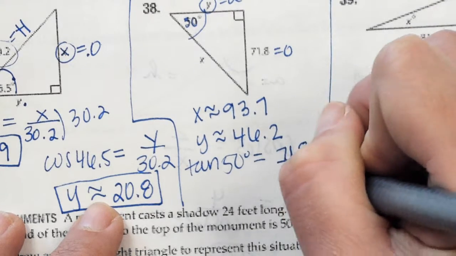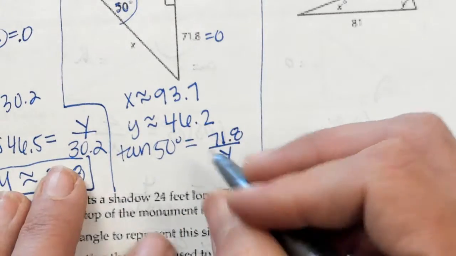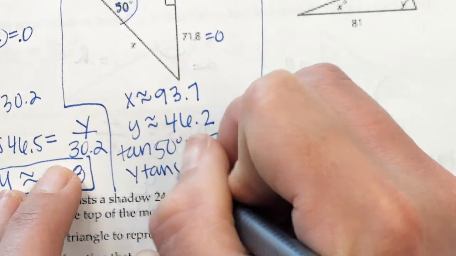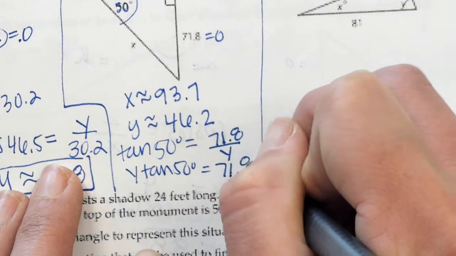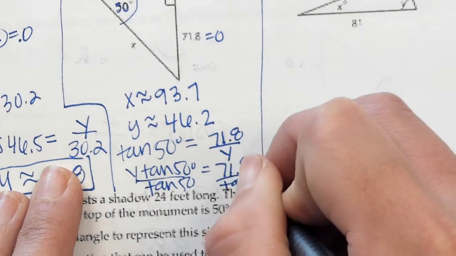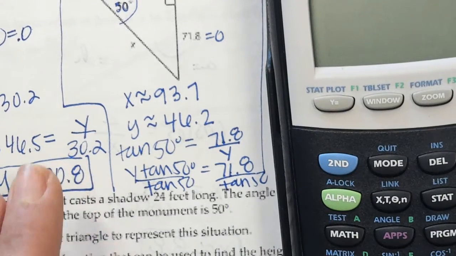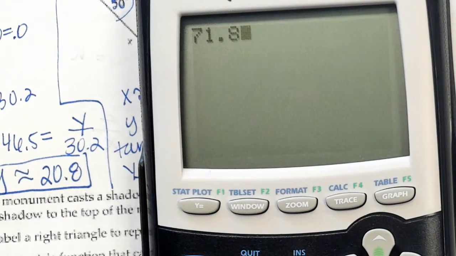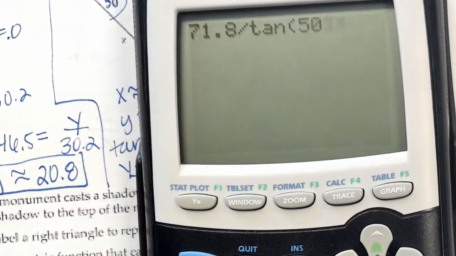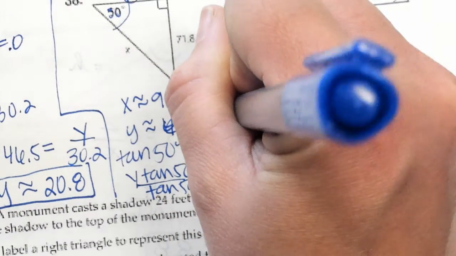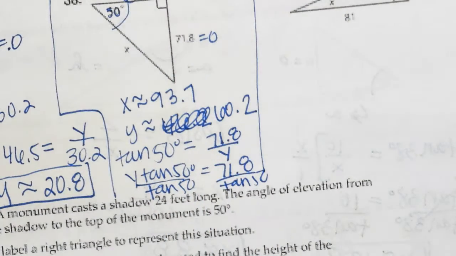71.8 over y. Then we'd have to multiply both sides by what here? Y. Very good. Equals 71.8. And then we would have to divide by what? Tan 50. Alright, and when I do that in my calculator, 71.8 divided by tan of 50, you should get 60.2. Did everybody get that for y? Okay, 60.2. What about 93.7? Is that correct? Do I need to go over it?